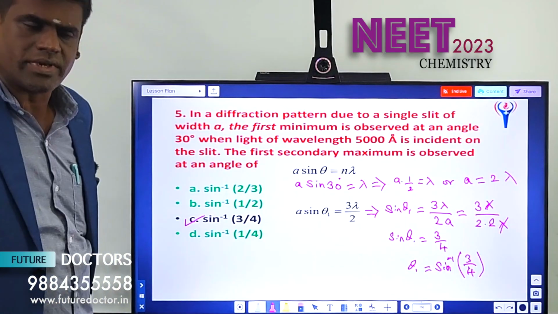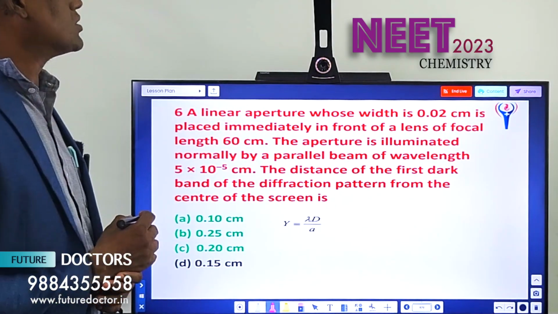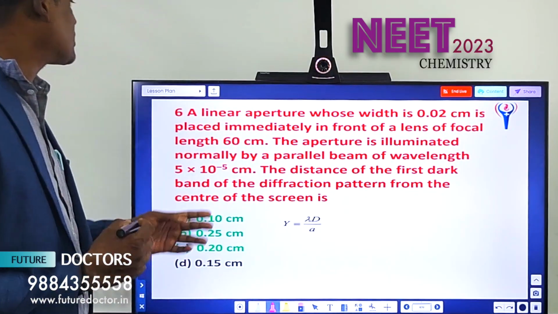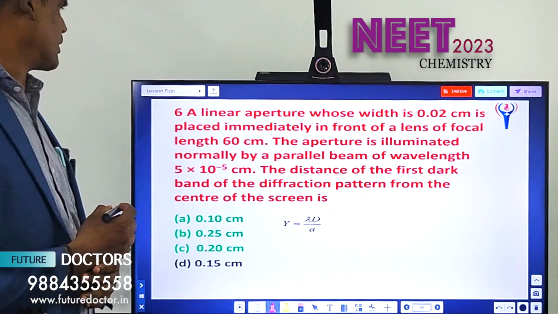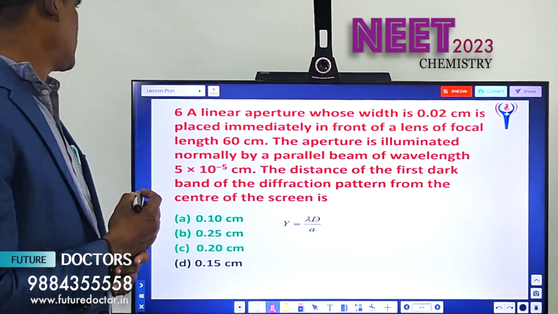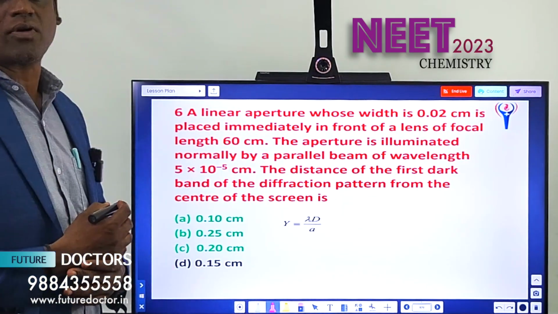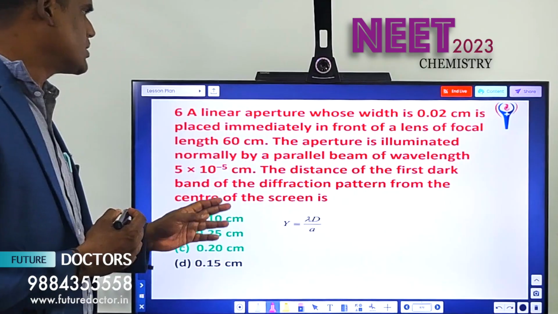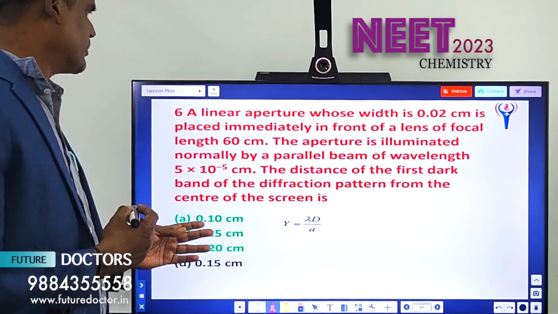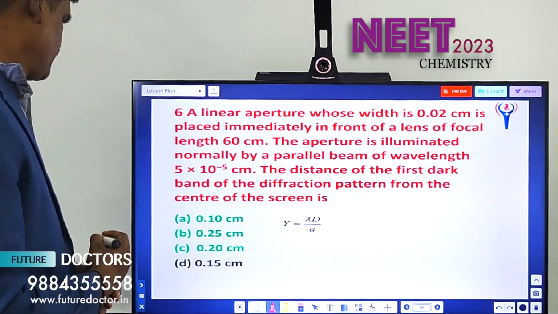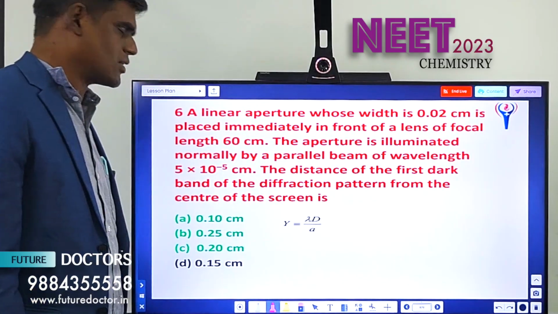Let's move to question number 6. A linear aperture whose width is 0.02 centimeter is placed immediately in front of a lens of focal length 60 centimeter. The aperture is illuminated normally by a parallel beam of wavelength 5 into 10 power minus 5 centimeter. The distance of the first order dark band of the diffraction pattern from the center of the screen is dash. Yes, option D, 0.15 centimeter is the correct answer.